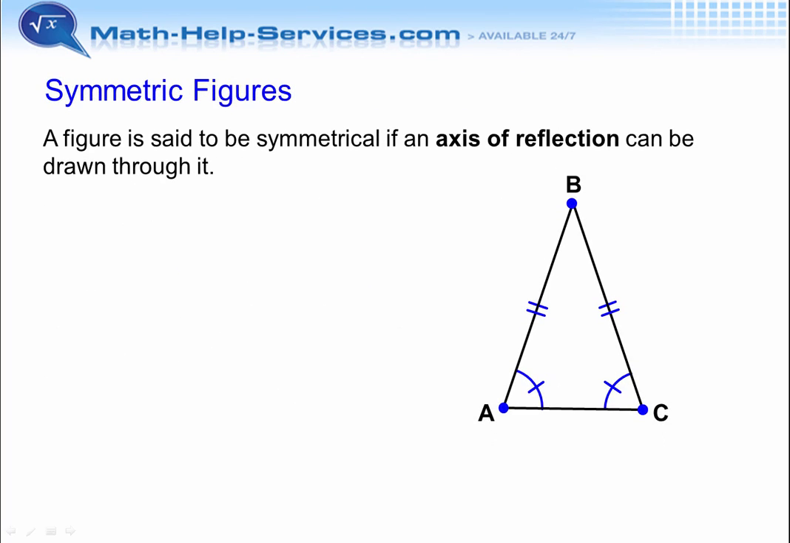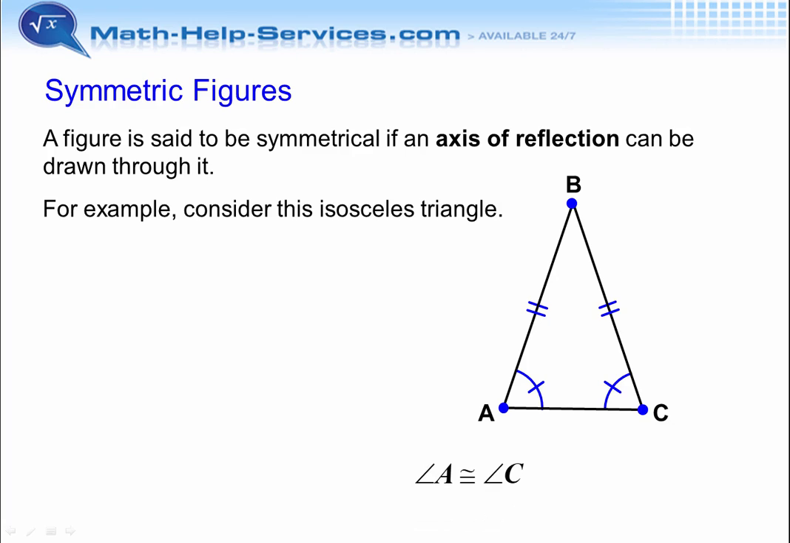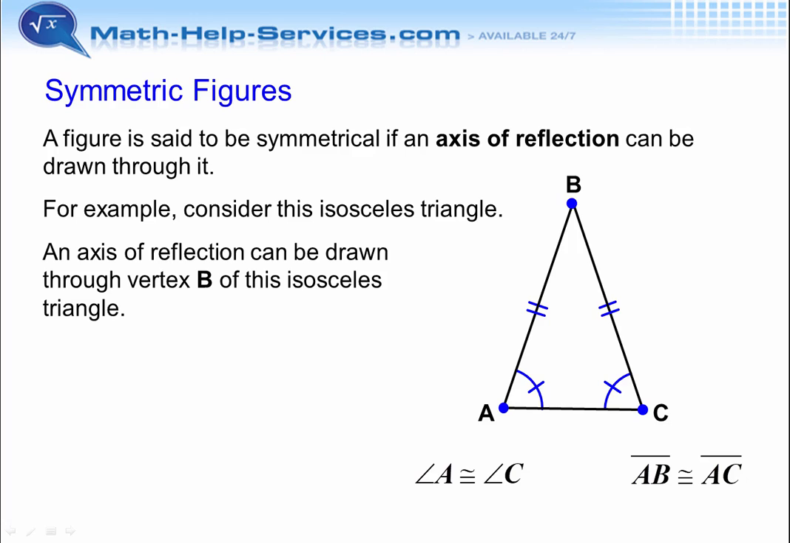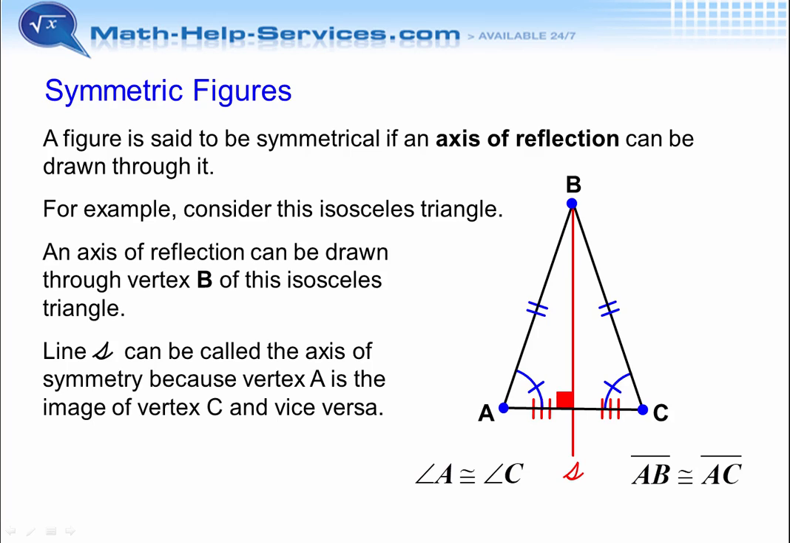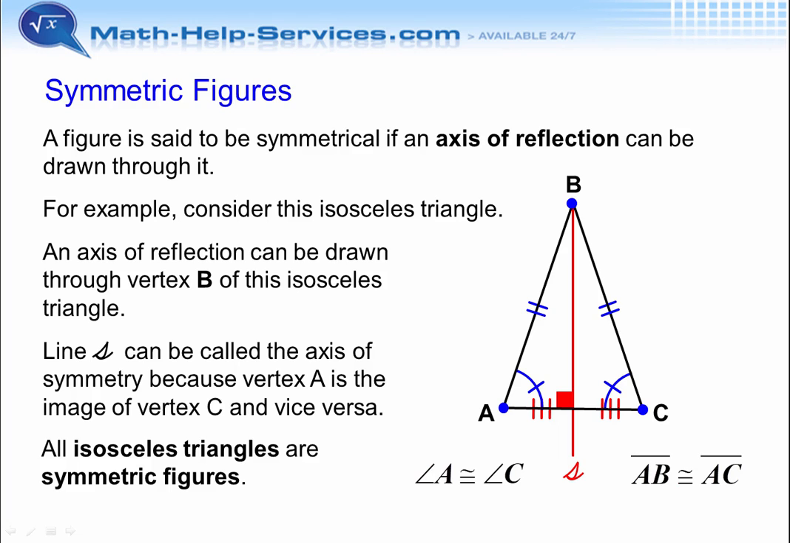Symmetric figures. A figure is said to be symmetrical if an axis of reflection can be drawn through it. For example, consider this isosceles triangle. We know that angle A is congruent to angle C. We also know that line AB is congruent to line AC. An axis of reflection can be drawn through vertex B of this isosceles triangle. Line S can be called the axis of symmetry because vertex A is the image of vertex C and vice versa. All isosceles triangles are symmetric figures.